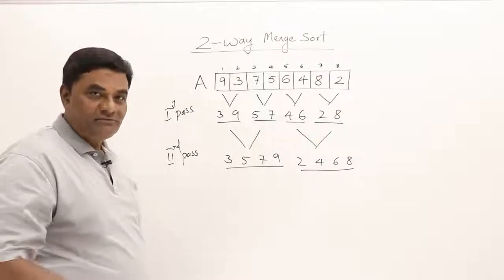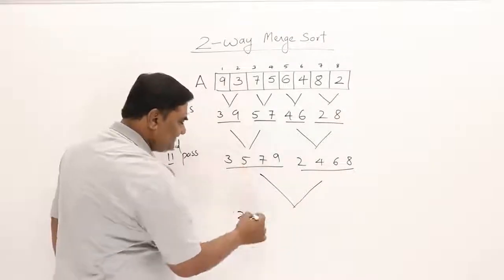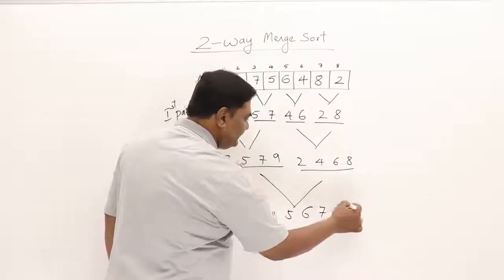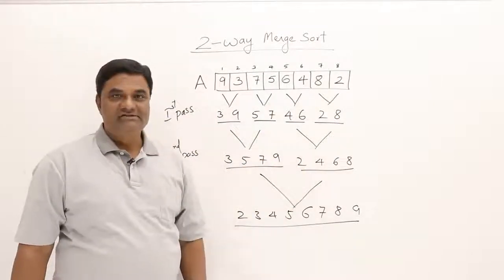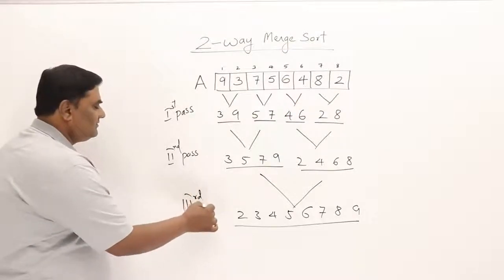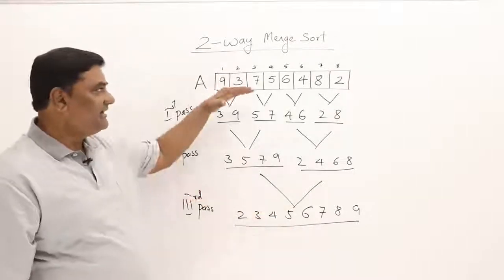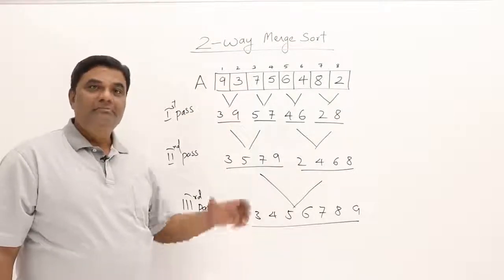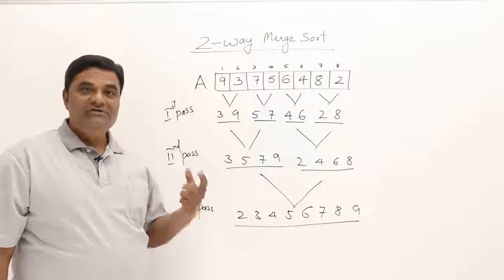Now I have just 2 lists. I have to merge them and I get a single list now. With 2 the smallest, then 3, then 4, 5, 6, 7, 8, 9. That's it. Now I got a single sorted list. This was the third pass. That's it. Now the elements are sorted. Finally, you can keep these elements back in array A. So a single array of 8 elements is sorted by using the merge process, and that too we are using two-way merging, that is we are merging 2 lists at a time.